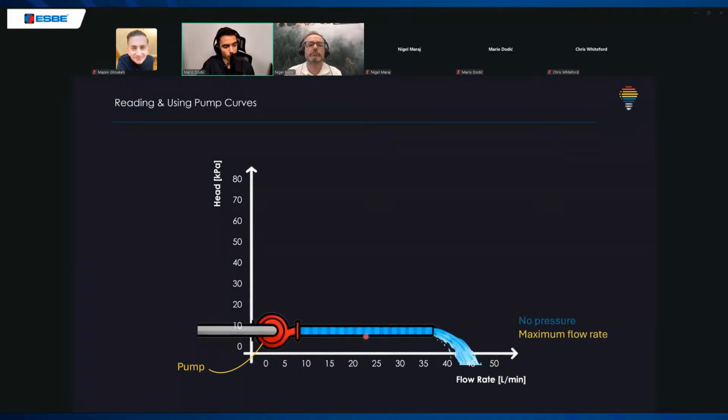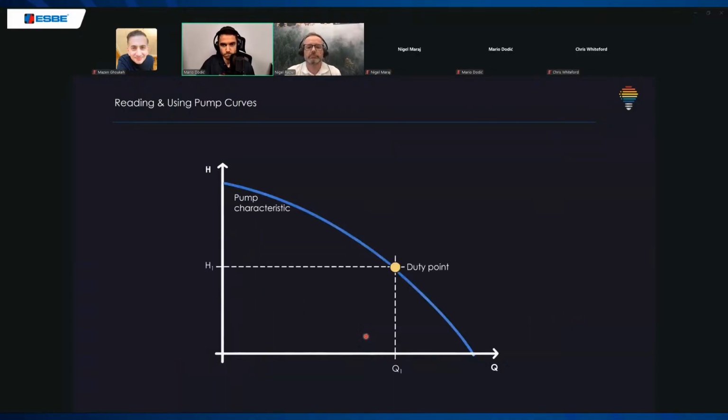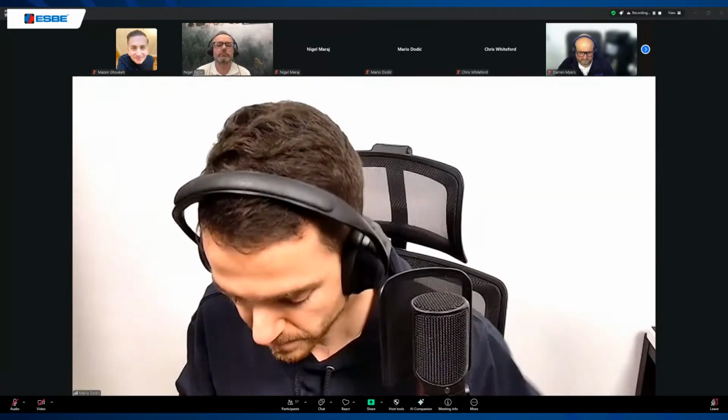And if you connect these 2 points, you will have pump characteristic. So this is characteristic of pump, how we are increasing the flow rate. Our pump needs to push more, let's say, electricity to rotate on the higher point. And we have some duty point here. I will now try to open whiteboard just to draw something. You will probably see.